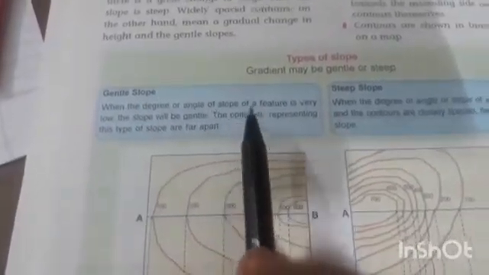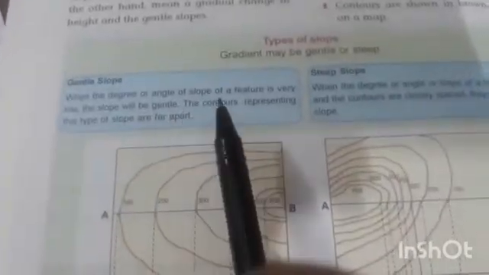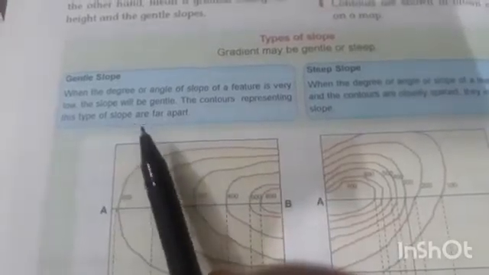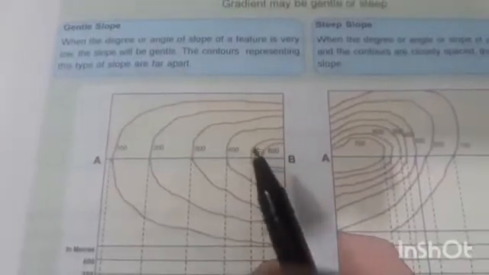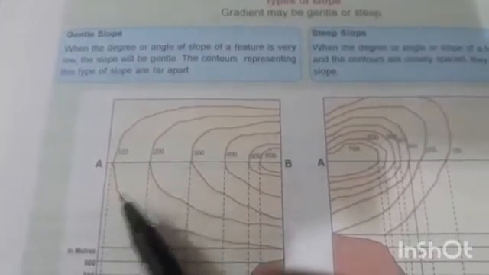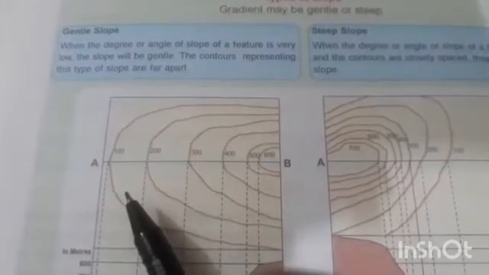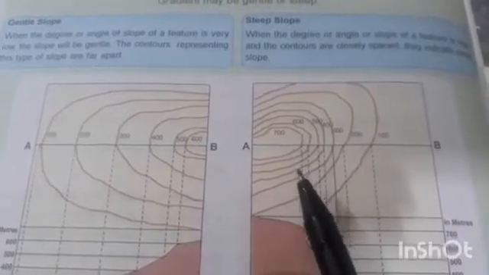Gentle slope, it's written here, and here steep slope. Gentle slope means when the degree or angle of slope of a feature is very low, the slope will be gentle. The contours representing this type of slope are far apart. Now see these contour lines, they are far apart, right? They are not closely packed as compared to this figure. See the contour lines here, they are closely spaced or closely packed, and these are far apart.